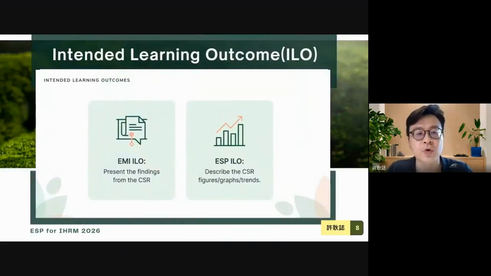Having learned about the course description, now let's talk about intended learning outcomes. In order to facilitate the cooperation between EMI and ESP teachers, the EMI ILO will be focusing on presenting the findings from the CSR report. And as ESP teachers, we'll need to help students know how to describe the CSR figures, graphs, or trends. For example, the use of a line graph to illustrate the trend of the employment rates between male and female employees over the past 5 years.